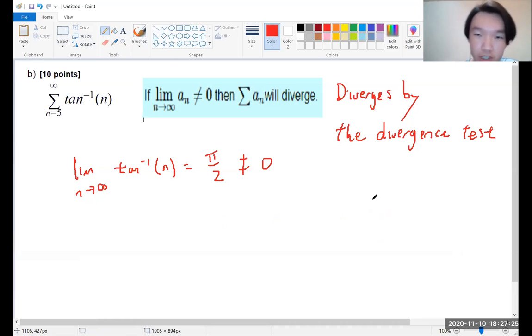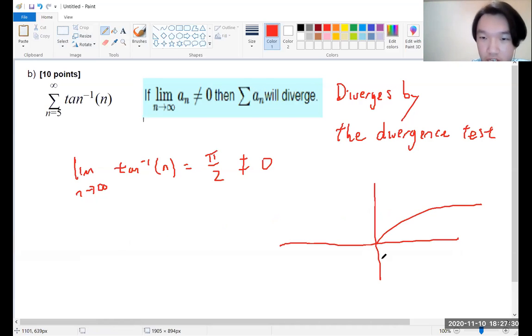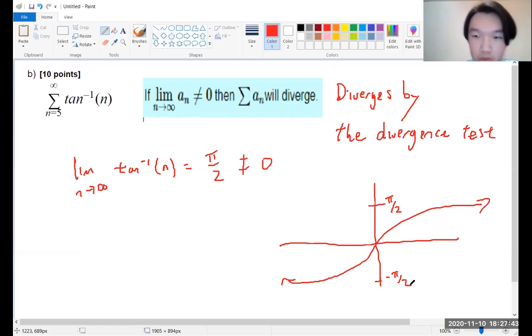Yeah, continuous function. Let me just put the graph of arctan back just so we have it for reference. So it looks like this, and then here is pi over 2, and on the bottom it's negative pi over 2. So it is continuous. Does it satisfy the other 2 conditions? Right, positive and decreasing. If we were to write this as an integral, the bottom limit is 5 and the top limit is infinity. So 5 would be over here.